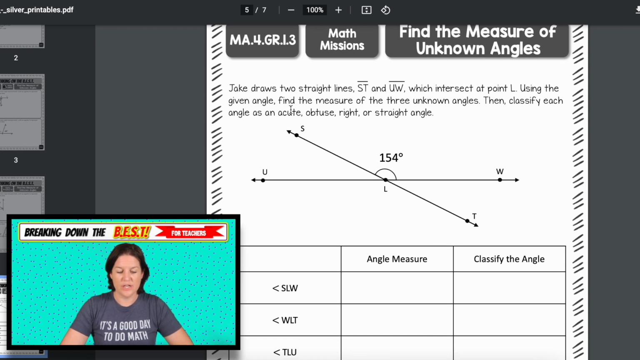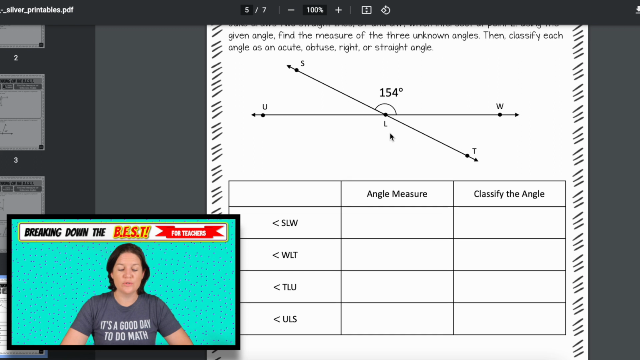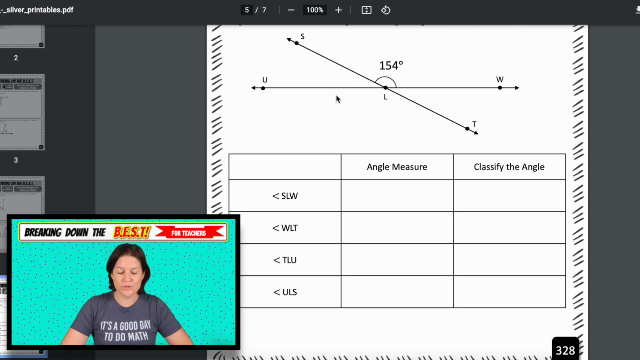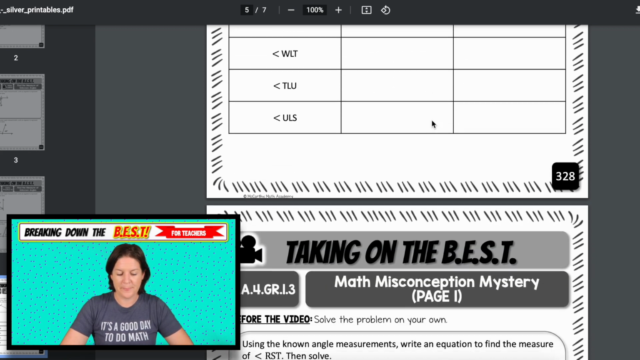Jake draws 2 straight lines, line ST and line segment UW, which intersect at point L. Using the given angle, find the measure of the 3 unknown angles and classify each as acute, obtuse, right, or straight. So not only will they have to figure out the angle measures, but they'll also have to determine, is it acute, obtuse, right, or straight.